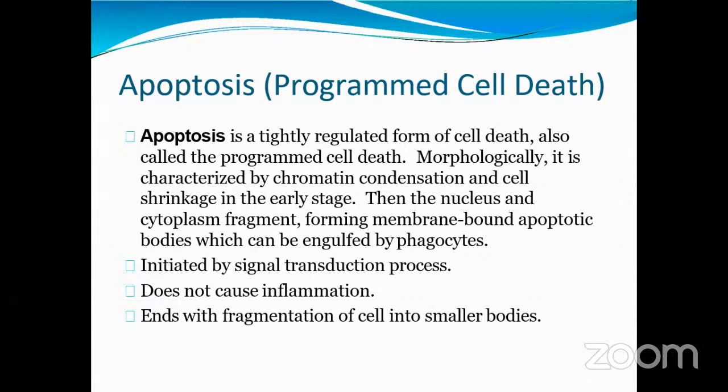So this is initiated by a signal transduction process. There will be a Fas ligand, this death ligand, which will appear at the top of the cell which has to undergo apoptosis. Therefore, the cells which have the receptors for this Fas ligand will come and bind to this apoptotic cell, and then they will engulf it. And then there will be no cause of inflammation. Okay. And it ends with the fragmentation of cells into smaller bodies.